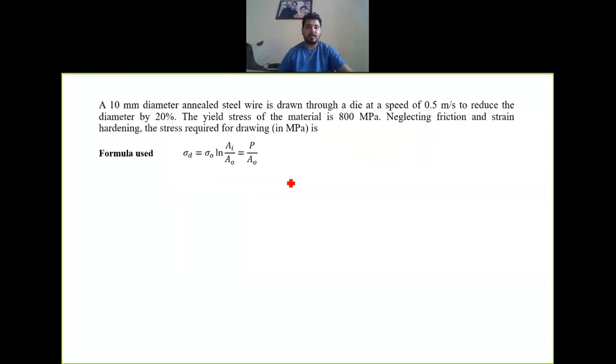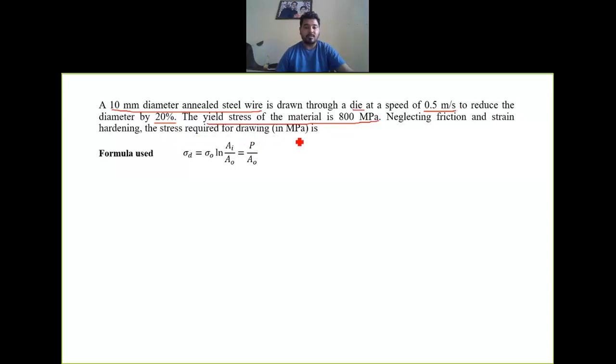Next numerical: a 10 mm diameter annealed steel wire is drawn through a die with the speed of 0.5 meter per second. Here the flow velocity is given in the question, which is 0.5 meter per second, to reduce the diameter by 20%. Here the percentage reduction is given in the question, and the yield stress for the material is 800 megapascal. We can also say it is the flow stress of the material. Neglecting friction and strain, we have to calculate the stress required in the drawing operation.